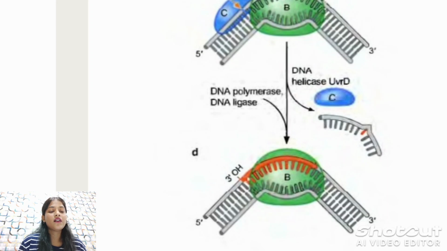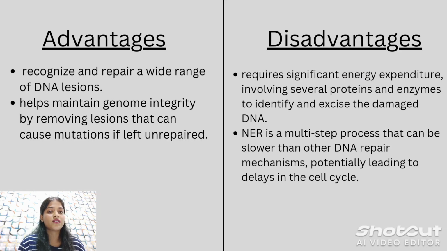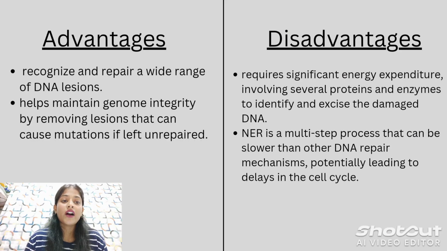Let's understand the advantages and disadvantages of this process. The advantages include broad specificity and genome stability, which means it helps maintain genome integrity by removing lesions that can cause mutations if left unrepaired. For the broad specificity, NER can recognize a large range of lesions, including bulky adducts, which are formed by pyrimidines, that is, the thymine dimers.